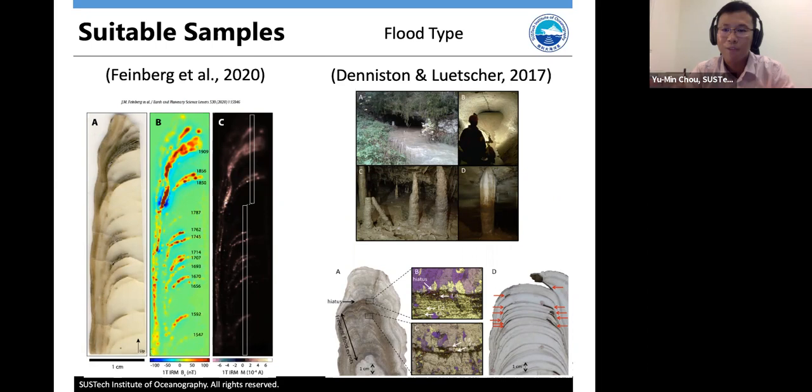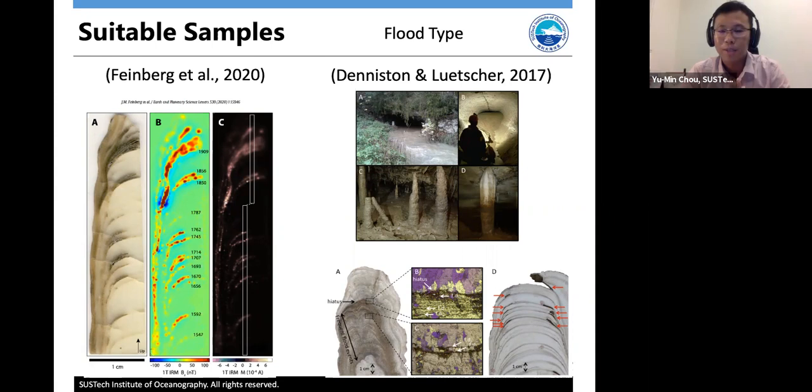Some stalagmites will be covered by detrital sediments, such as in the work published by Josh and another work here. Larry just mentioned the washout effect. You can see in the photos here that those coarse-grain detrital particles will wash out to the side path of the stalagmite.